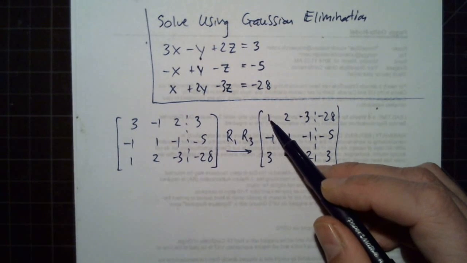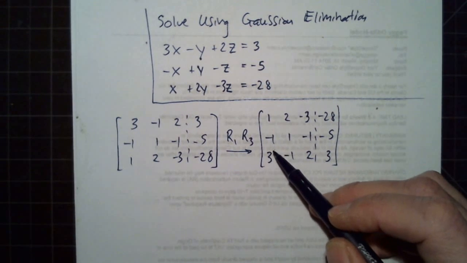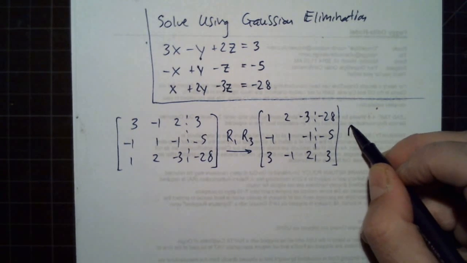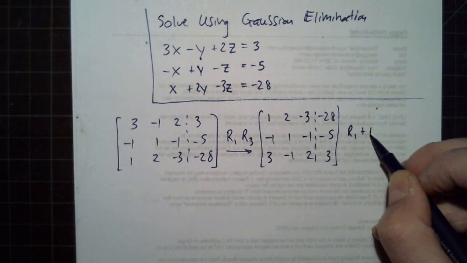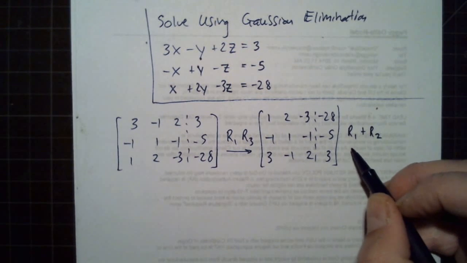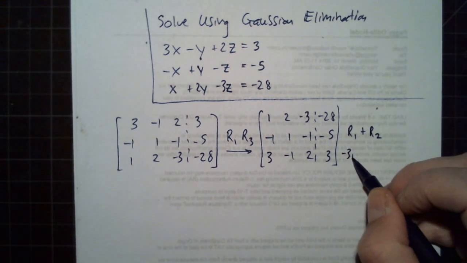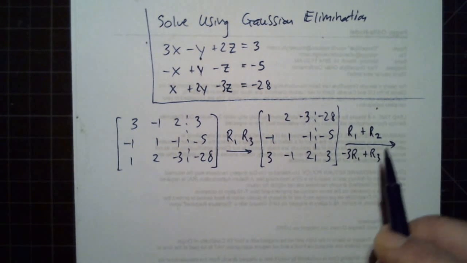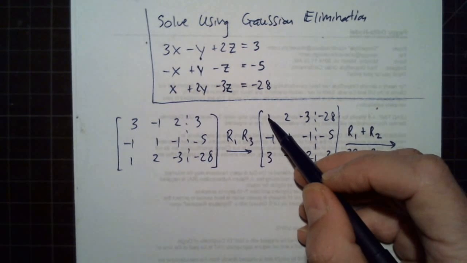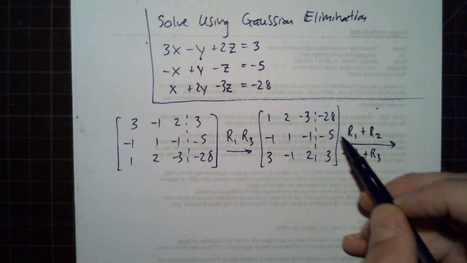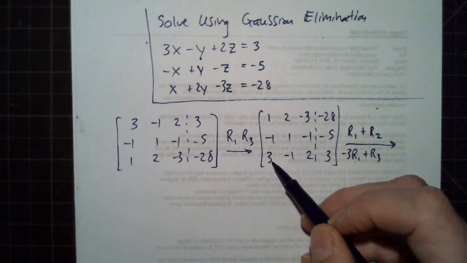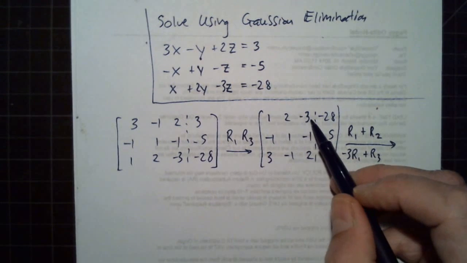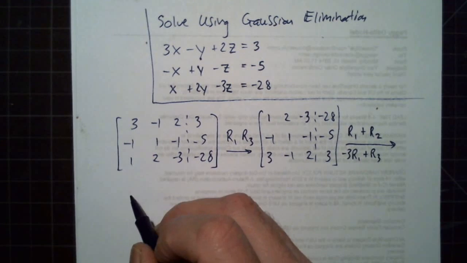And now we want to use this one to eliminate these, or turn these into zeros, and that's going to be row 1 plus row 2. We also can do -3 row 1 plus row 3. Alright, this is going to make a 0 there. -3 times that plus that is 0. And that will create the zeros. We won't actually change these numbers, we just copy them.